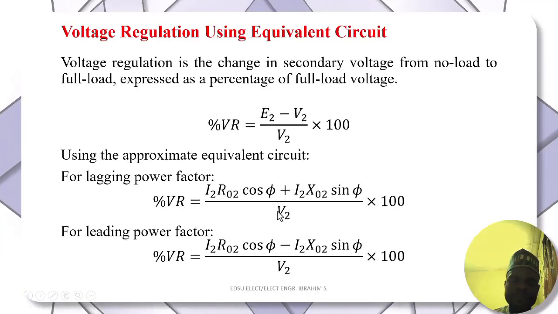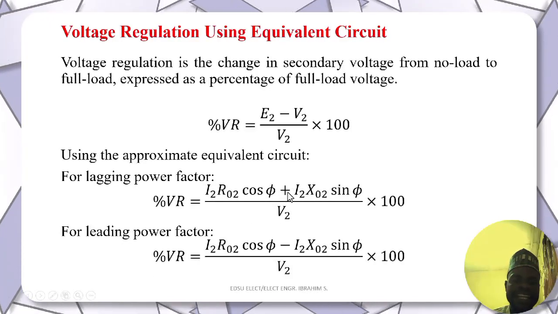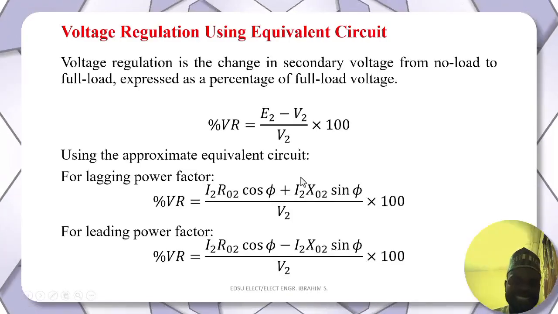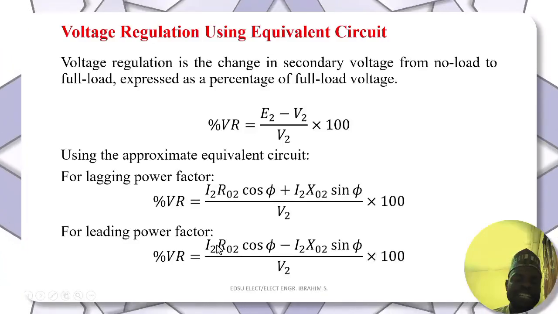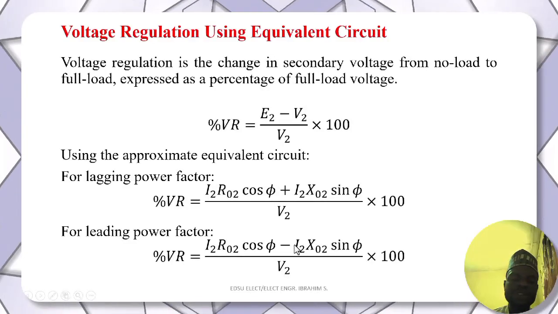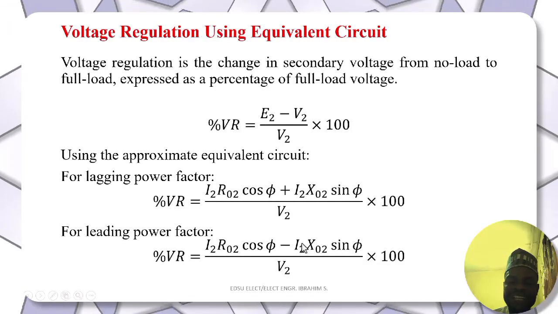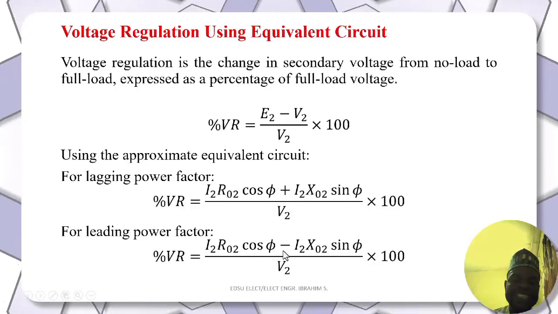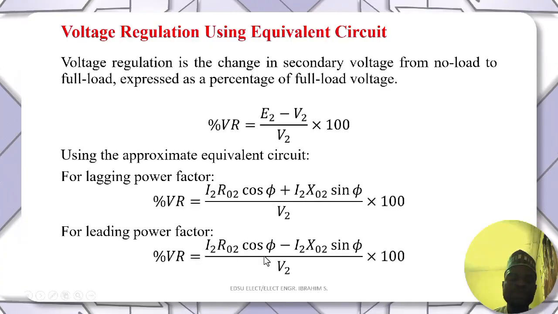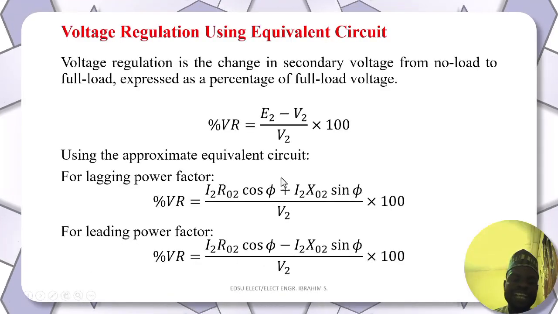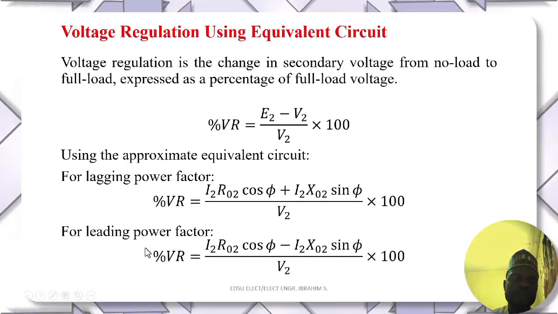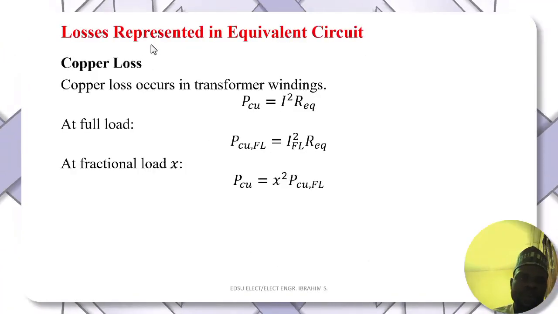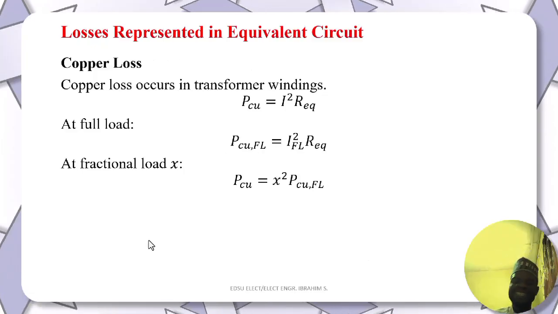And don't forget, for a lagging power factor, it means it's inductive, so the inductance is always positive. But for a leading power factor, which means the circuit is capacitive, then the capacitive reactance is always 1 over ωC. So it means it should be having a negative sign here. So this is the voltage regulation for lagging power factor for an inductive circuit, and for leading power factor for a capacitive circuit.